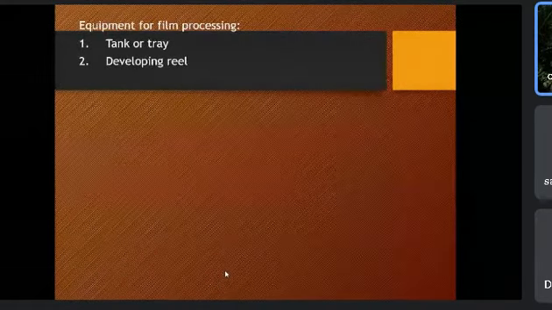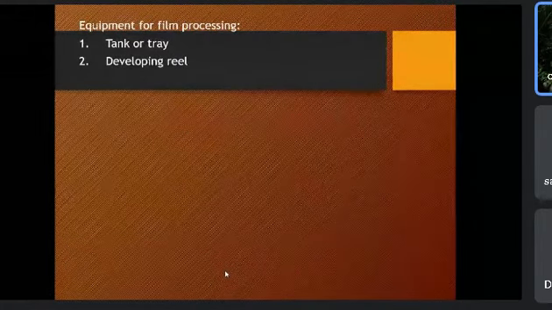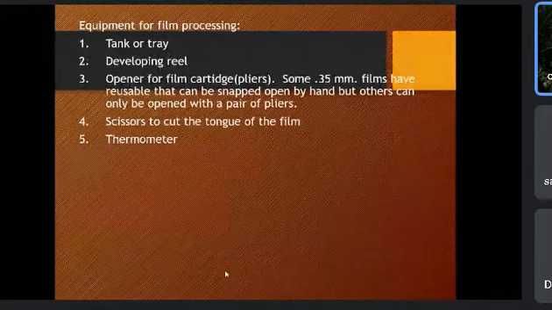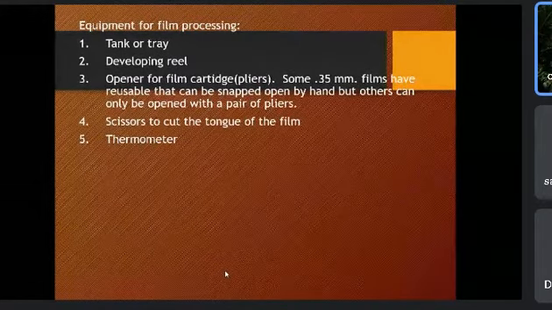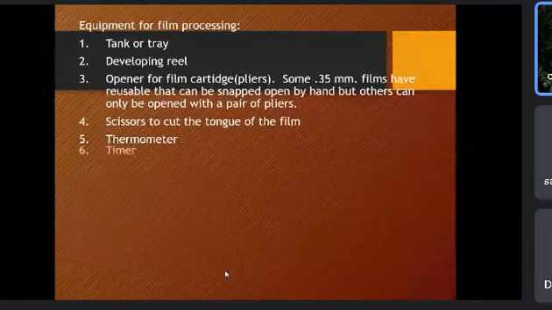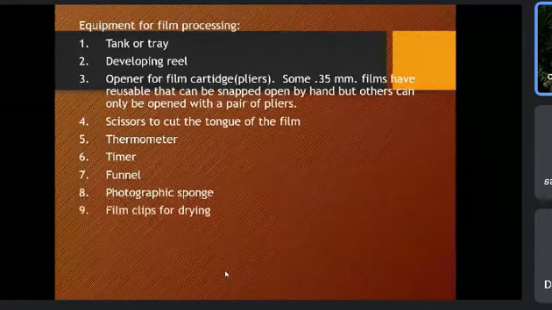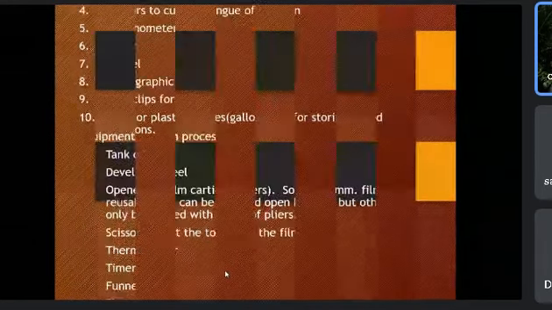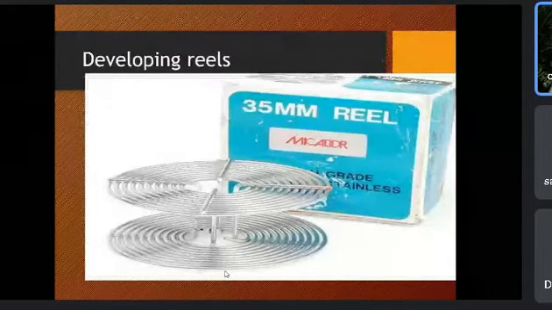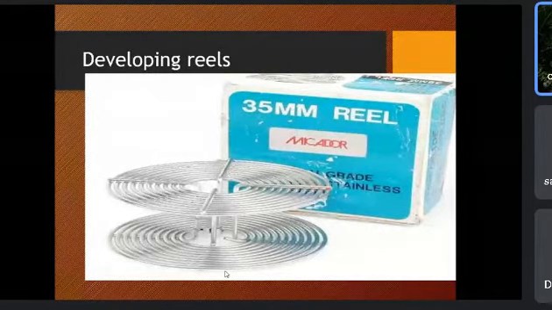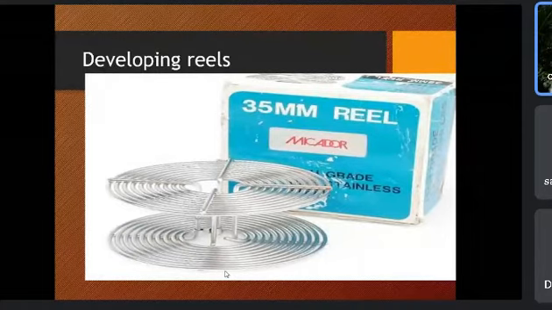Now, what are the equipment? Mo ning ginagamit na gigamit? Tank or tray, mga gamit sa photography sa laboratory. Opener for cartridge, pliers, scissors, thermometer, timer, funnel, photographic fans, film clips for drying for film. No? So like this one, no? This is what we call developing reels. Diha ituyok ang film kung sa film ta atong i-process.